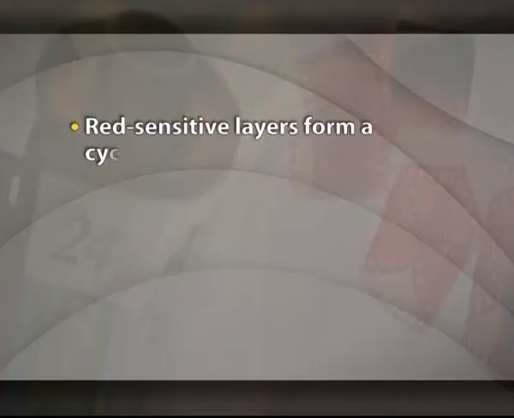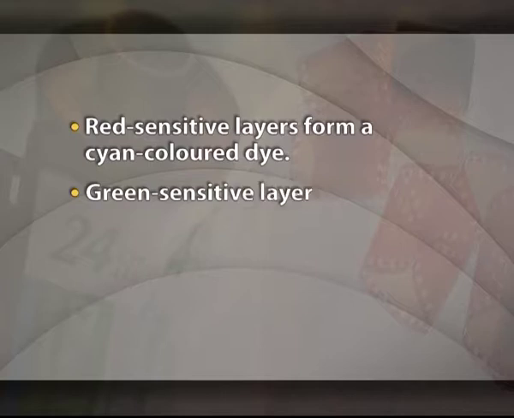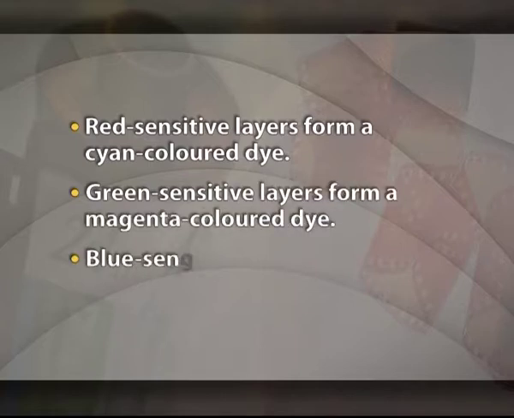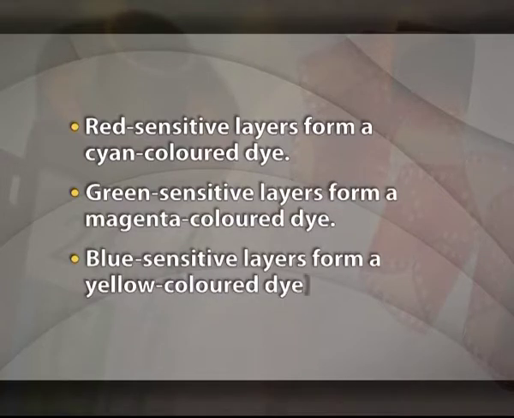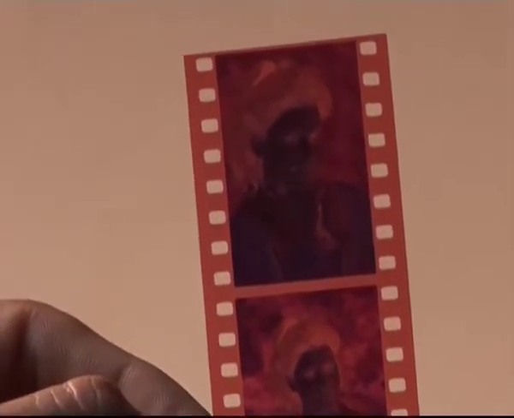Red sensitive layers form a cyan colored dye. Green sensitive layers form a magenta colored dye. Blue sensitive layers form a yellow colored dye. The resultant color negatives look very bizarre. First, unlike your black and white negative, it contains no silver. In addition to being a color opposite negative, the negatives have a strange orange-yellow hue.